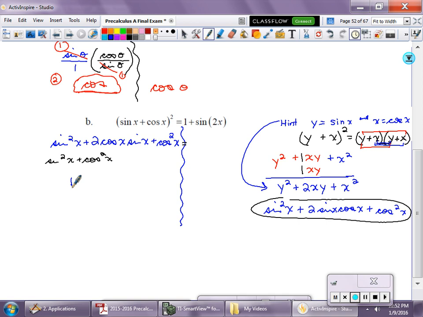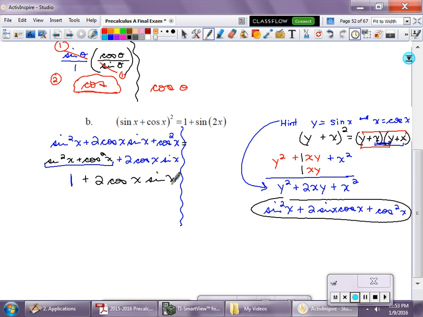Okay, I am applying, again, commutative, associative, rewriting. As long as you're adding, it doesn't matter the order. So this 2 cosine x sine x stays. Okay, so now I'm going to get 1. That's your Pythagorean identity. Plus, what was here before? 2 cosine x sine x.